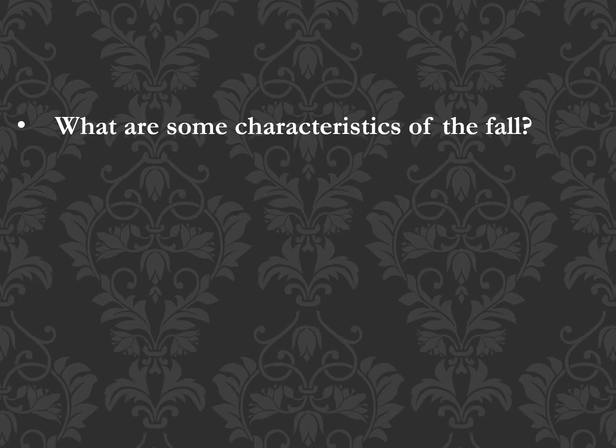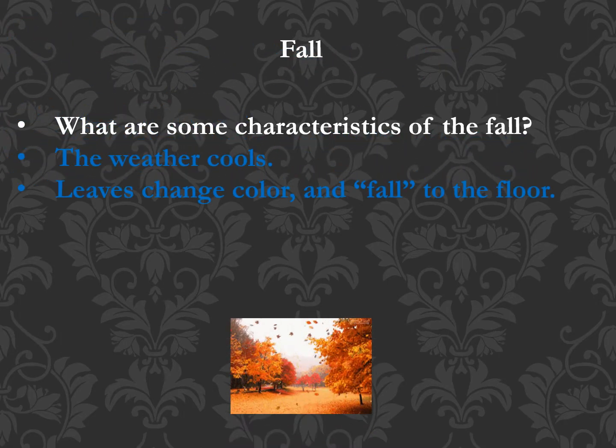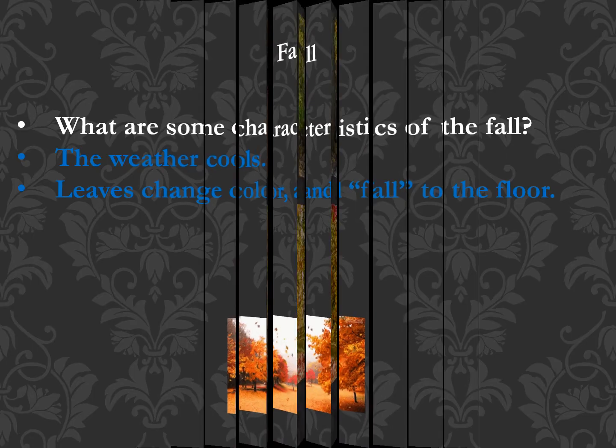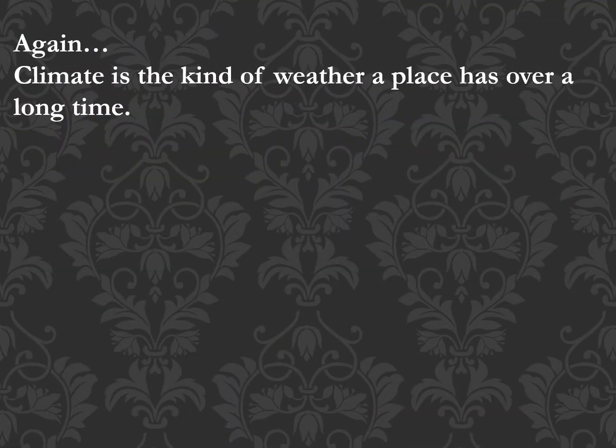What do you think is fall? Look at this image. What is happening to the leaves? Yes, the leaves are falling. The weather is usually cool and the leaves change color and fall to the floor. That's a reason why this weather is called fall. Again, climate is the kind of weather a place has over a long period of time.